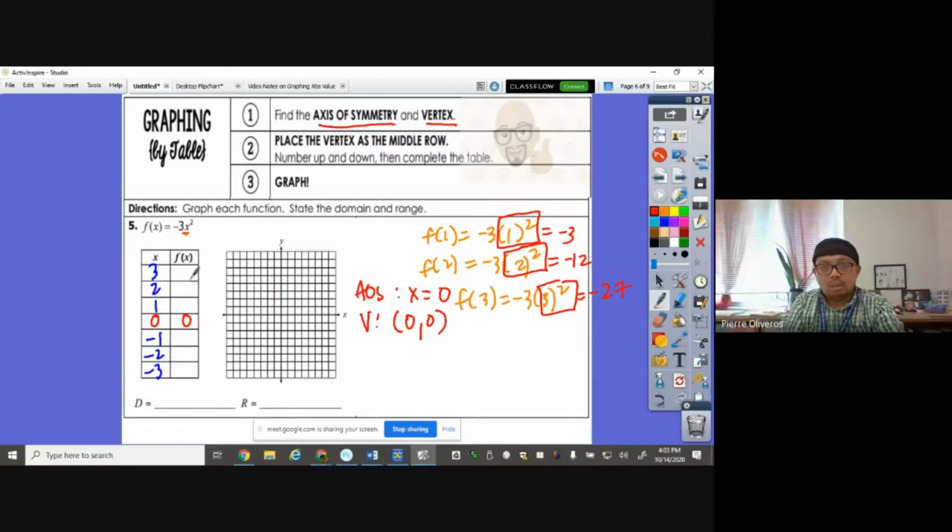Okay, so I'm going to put here negative 3, negative 12, negative 27, and apply it to the other side too, which is negative 3 here, negative 12, negative 27. They will be the same thing.